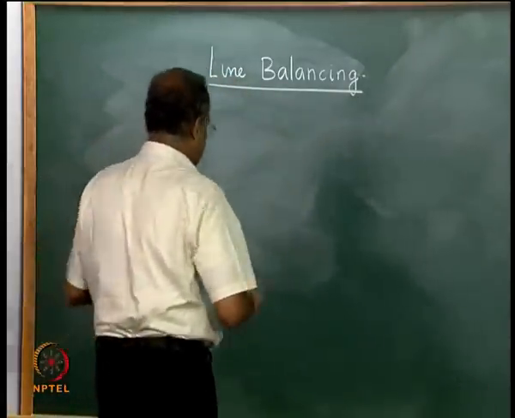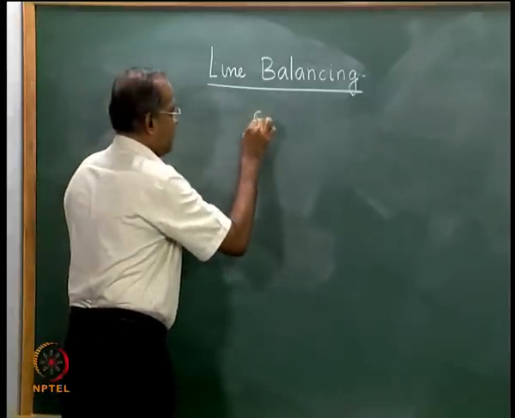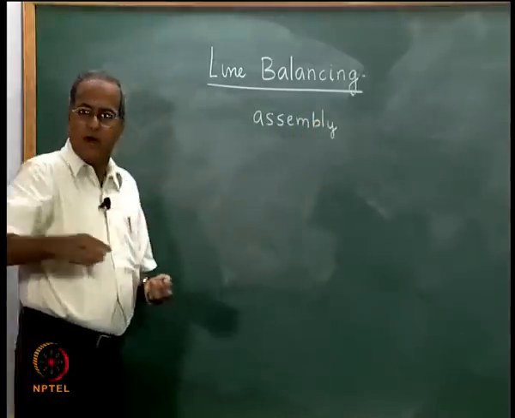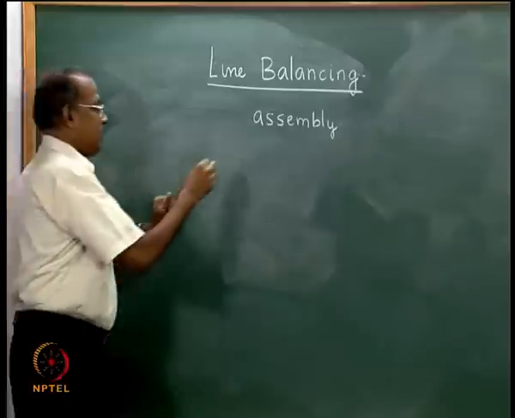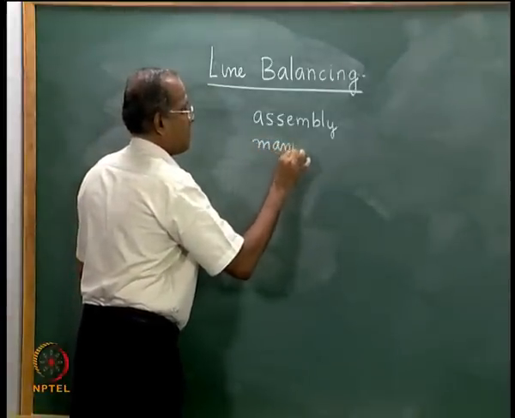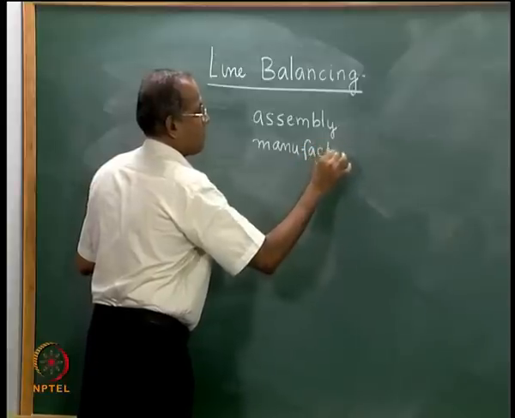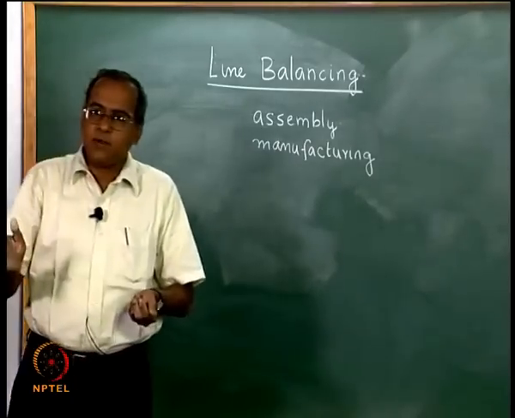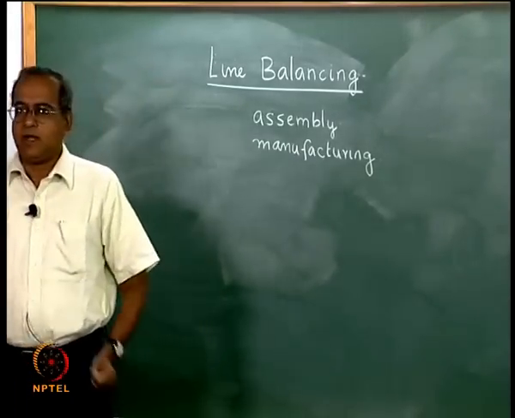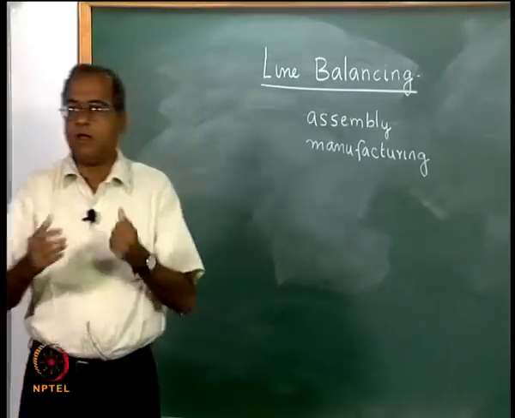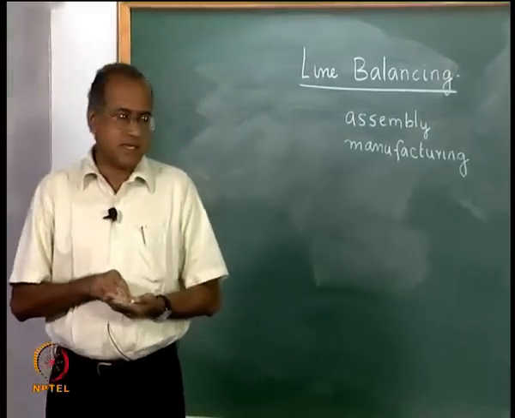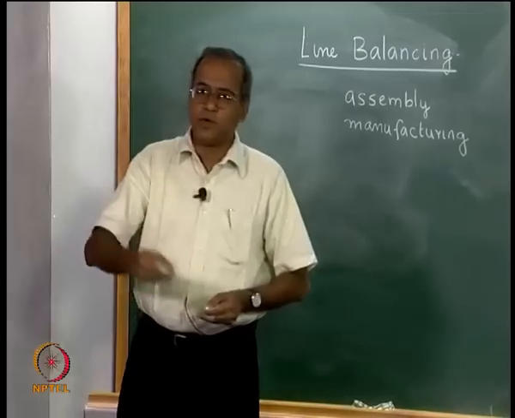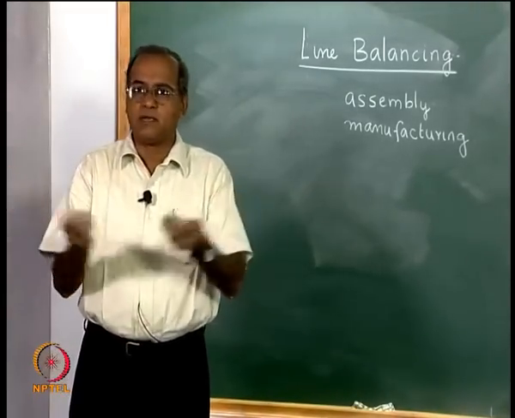Now in the line balancing problem, essentially we use the line balancing idea in assembly, and also these ideas can be used in manufacturing. Now what is the assembly line balancing problem? Now let us assume that we are trying to assemble a product. Now this assembly involves assembling or fixing several components and sub assemblies into a main assembly.